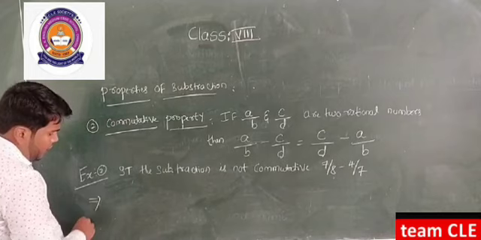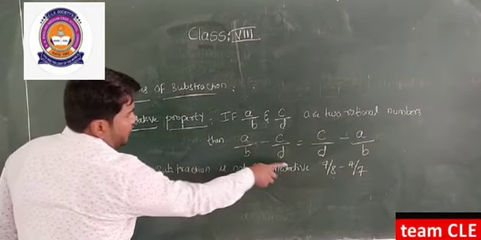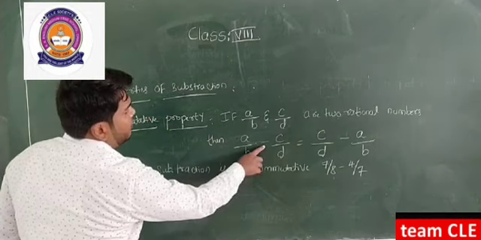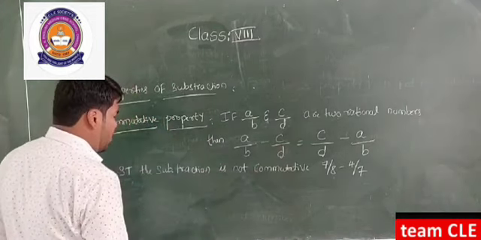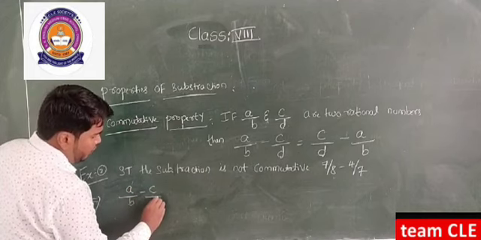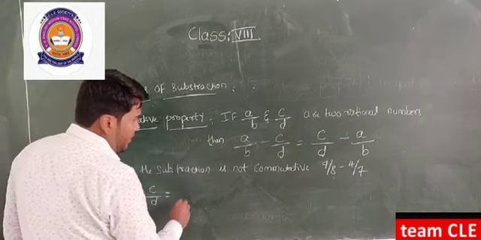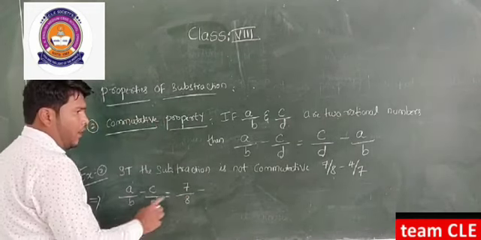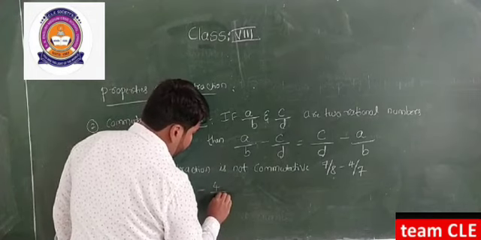First I will check the LHS. A by B is 7 by 8, C by D is 4 by 7, and the operation is subtraction. So I will check A by B minus C by D, only for the LHS: 7 by 8 minus 4 by 7.